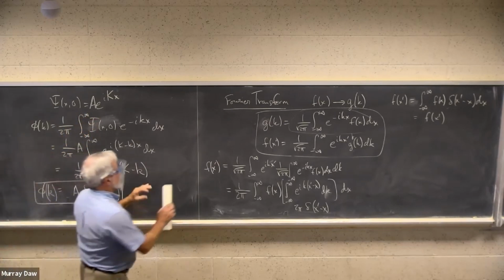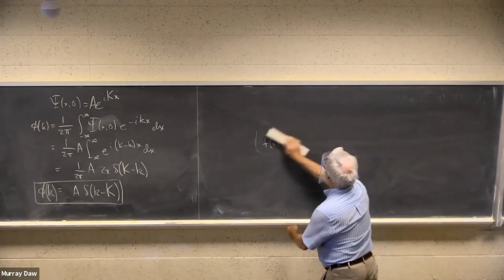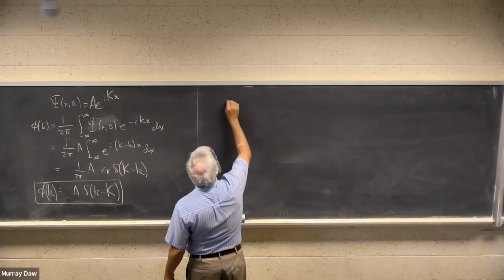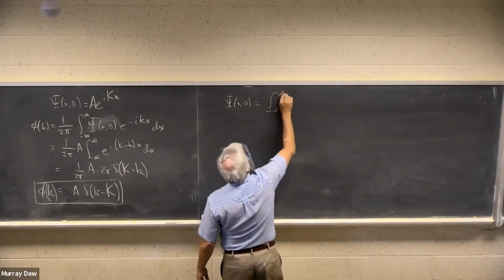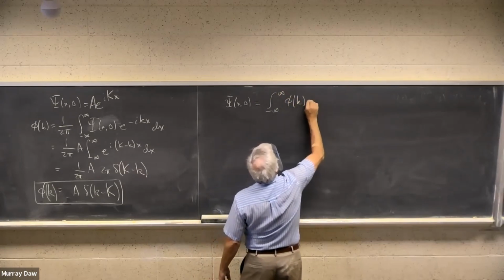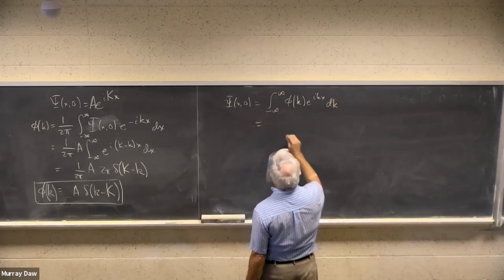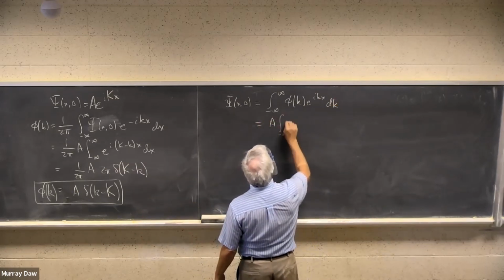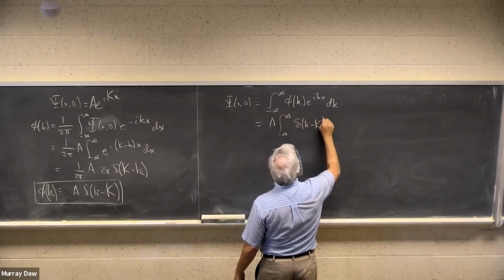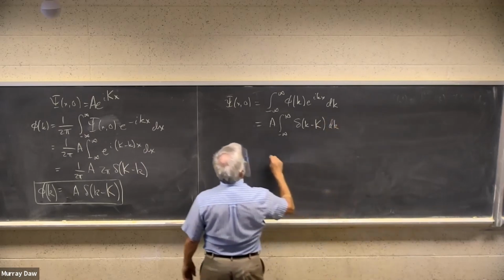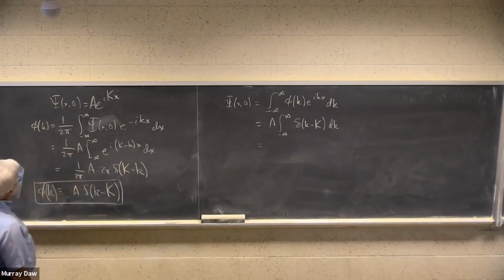So if we go backwards, we should be able to take this and go backwards. Remember we said psi of x at 0 should be the integral of the superposition, phi of k e to the i kx dk. Let's put phi of k in there. Again, the factor of A comes out, we have delta of k minus big K, integrating over little k.